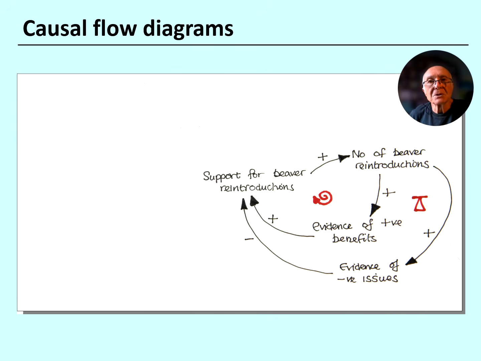But also, as the number of reintroductions goes up, it's quite likely that the evidence of the negative issues that beaver damming can cause will also go up, and so that will have a negative impact on support for beaver reintroductions. So again, we've got a reinforcing loop and a stabilizing loop acting at the same time, and which one wins out will depend on the relative strength of the loops and also the time involved.